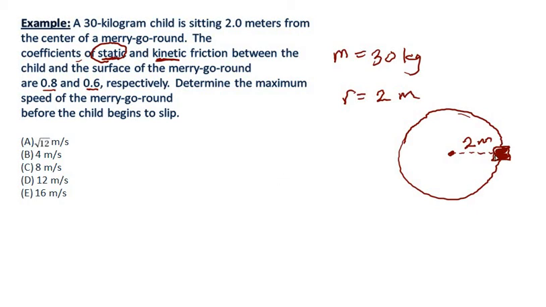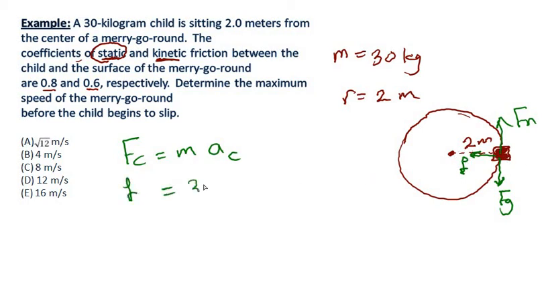Now let's construct the free body diagram. We have the force of friction toward the center. We have Fg down and Fn up, the normal force. Because the child will move in a horizontal circle, Fn and Fg are not counted in the centripetal forces. Fc equals mac. Fc is the friction force. This is 30. And ac is v squared over r.